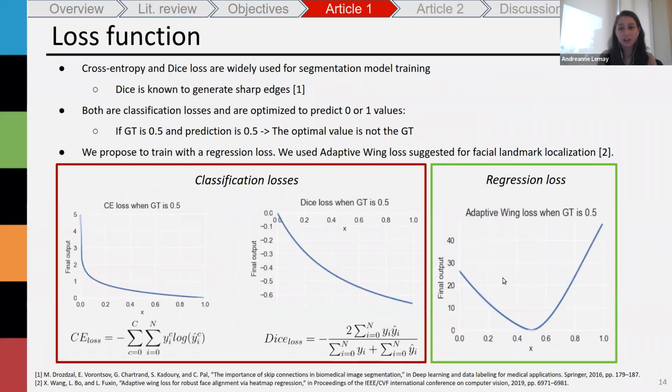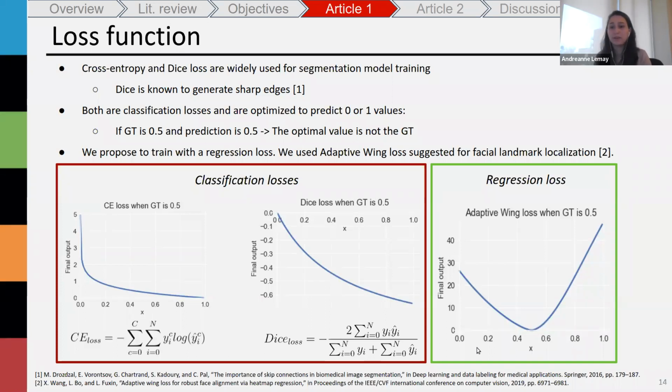The final feature that we modified is the loss function. Two of the most popular loss functions are cross entropy and the dice loss. Both of them are classification losses, which means that they try to encourage the model to predict either a 0 or a 1. So even if the ground truth is 0.5, the optimal and minimal value of this loss will still be 1. If my ground truth is 0.5, I usually want my model to reproduce exactly my ground truth. However, in this case, the optimal value will still be 1. So instead of using a classification loss, we suggest using a regression loss. In that case, when we have a soft ground truth of 0.5, for example, the optimal and minimal value of our loss function will also be 0.5.